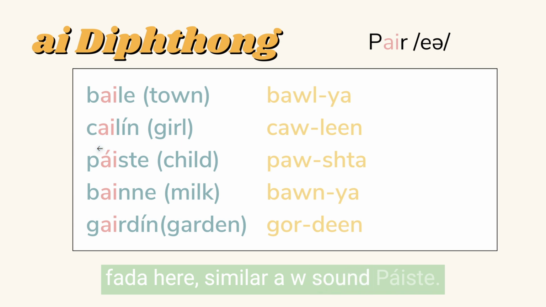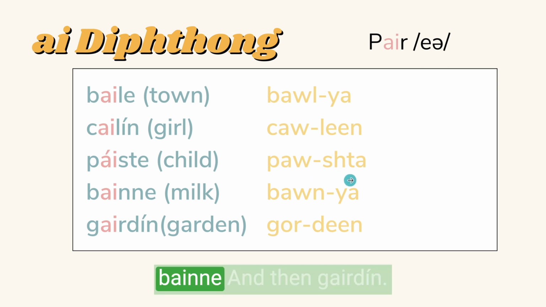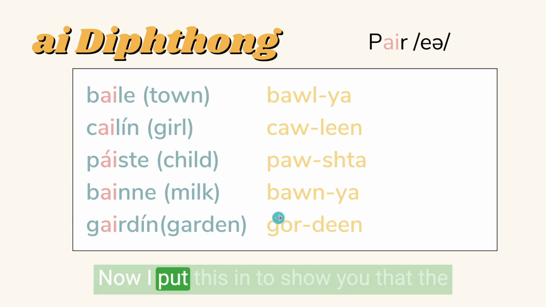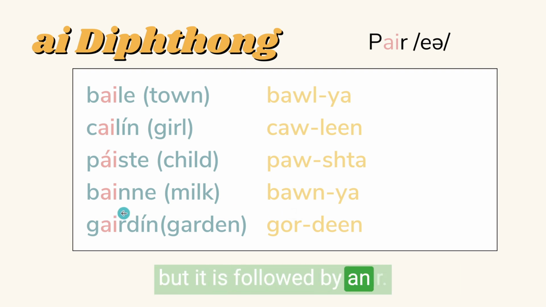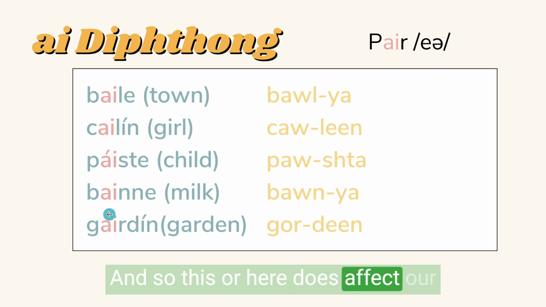Even though we have an A with a fada here, in páiste, child, it has a similar AW sound. Now the fada over the A does make it long anyway. And then bainne, milk. And then gairdín. Now I put this in to show you that the AI here is more like an O sound, gairdín, but it is followed by an R. So this R here does affect our vowels.